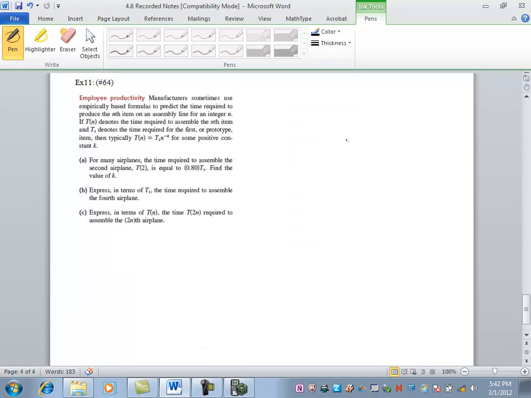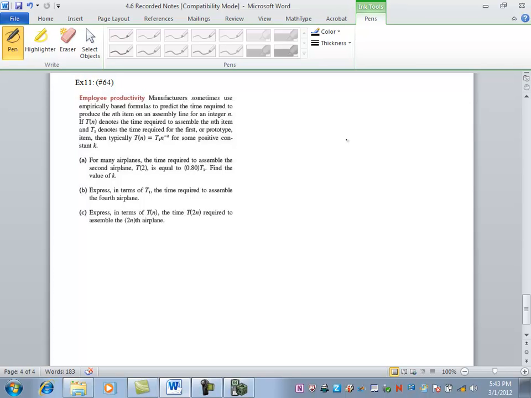Finally, we look at our last example here, and we're looking at employee productivity. Manufacturers sometimes use empirically based formulas to predict the time required to produce the nth item on an assembly line for an integer n. If T of n denotes the time required to assemble the nth item, and T sub 1 denotes the time required for the first or the prototype item, then typically T of n, the time required to produce the nth item, is equal to the time required to produce the first item times n to the negative k for some positive constant k.